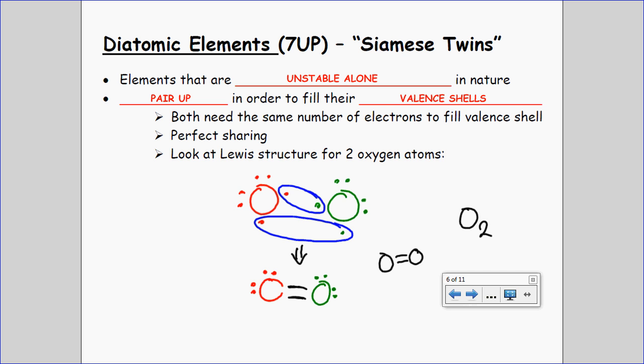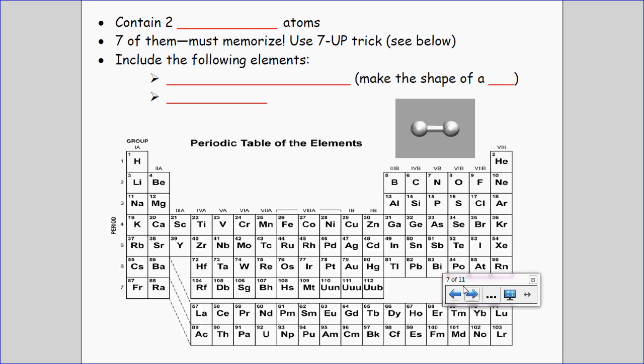Okay, so that's a diatomic element. There are 2 oxygens that make that element O2. They always contain 2 identical atoms, and there are 7 of them. We must memorize them, so use this 7-up trick. I want to show you here.